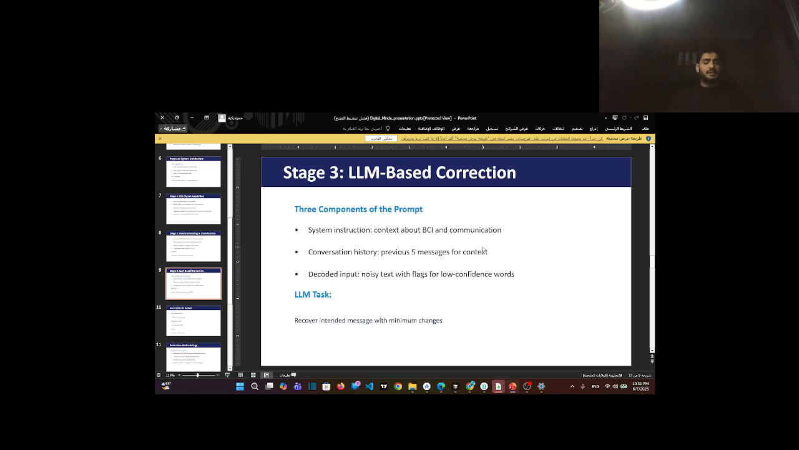And this point is very important. The LLM should not creatively rewrite the user's message. It should preserve the user's intentions and only correct likely decoding errors. The goal is accuracy, not creativity.